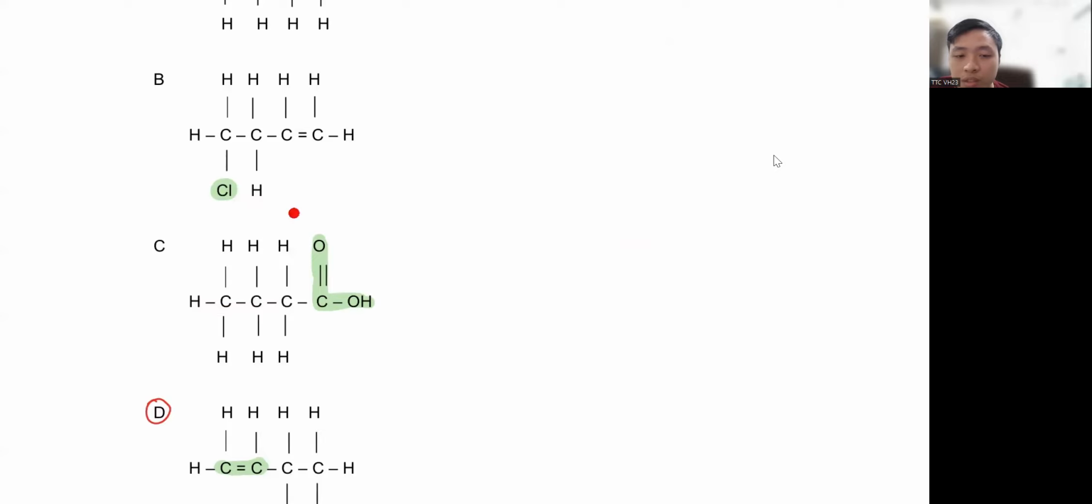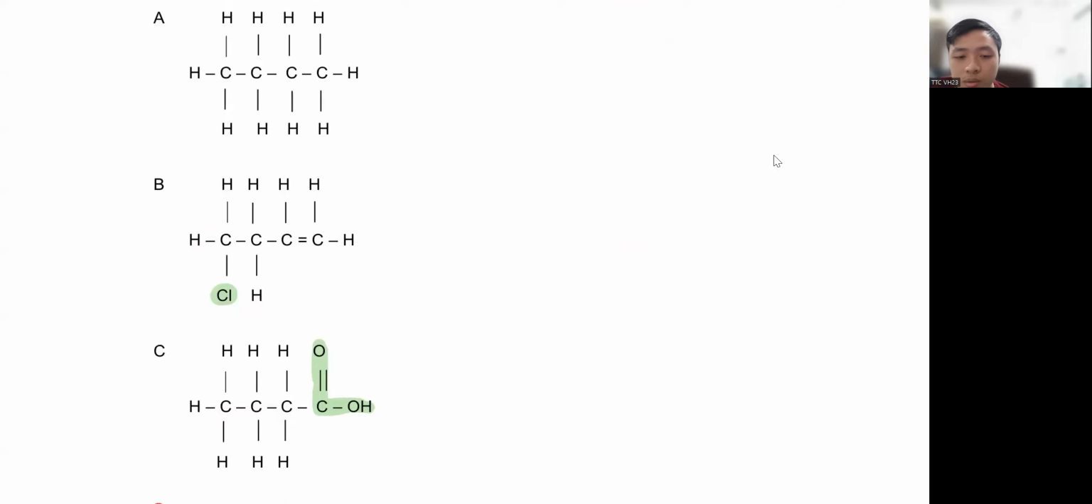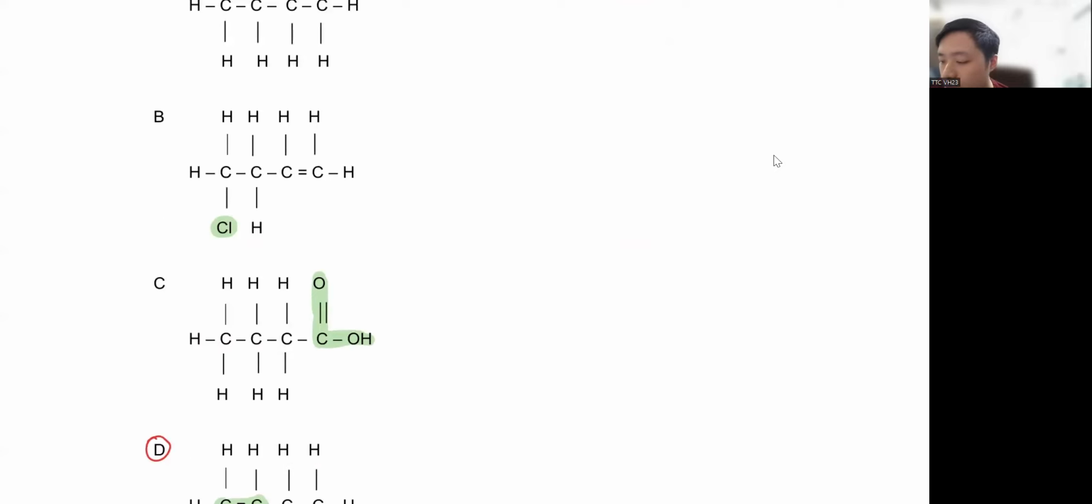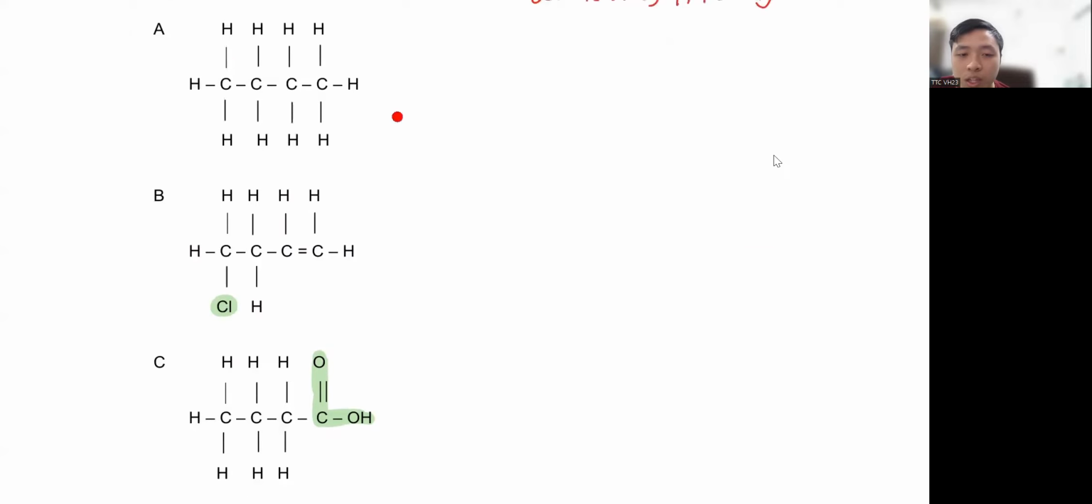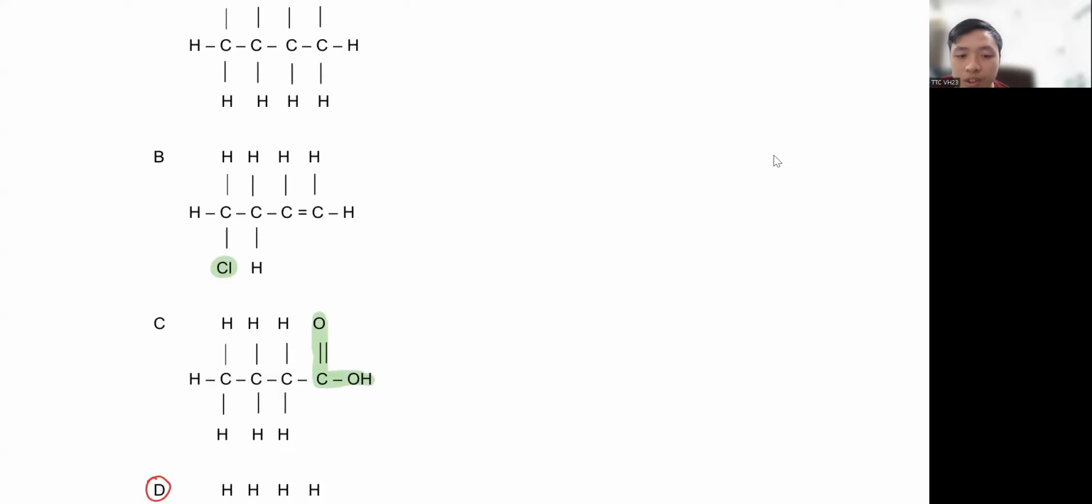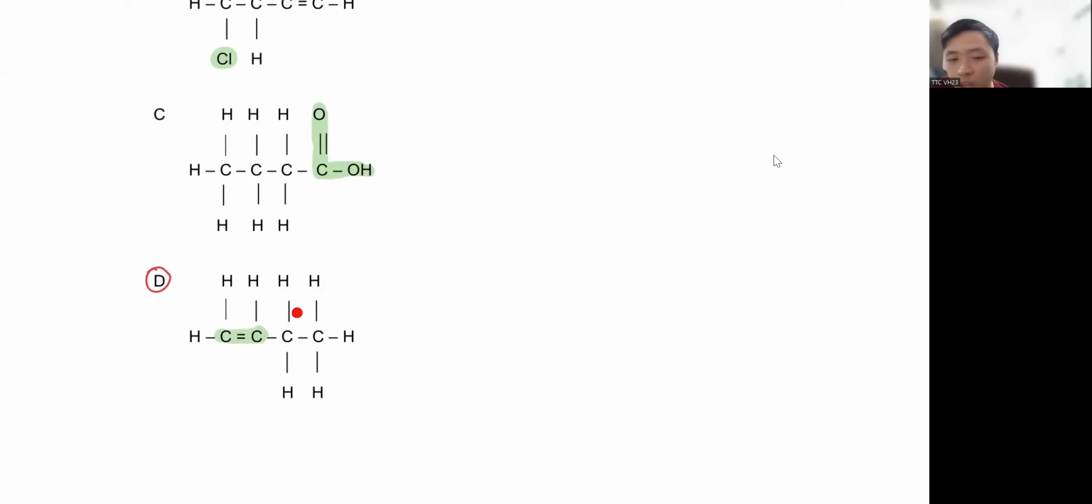C is carboxylic acid. We want only D also because, as I mentioned, a hydrocarbon cannot have chlorine and other things. Hydrocarbon can only have the elements hydrogen and carbon. So between A or D, A is a single bond, so it is wrong. Unsaturated must have a double bond. Easy.